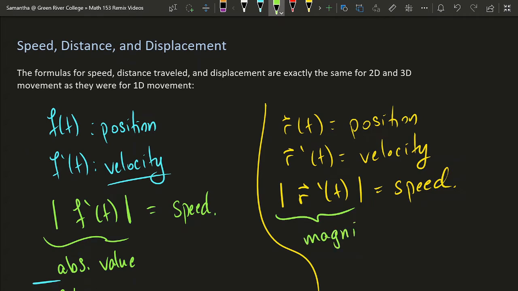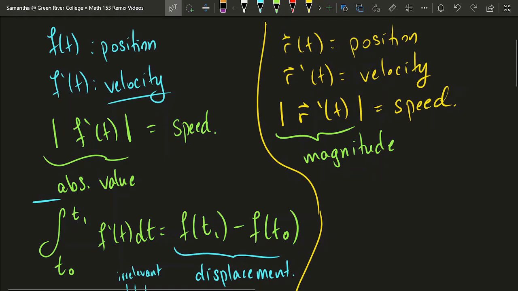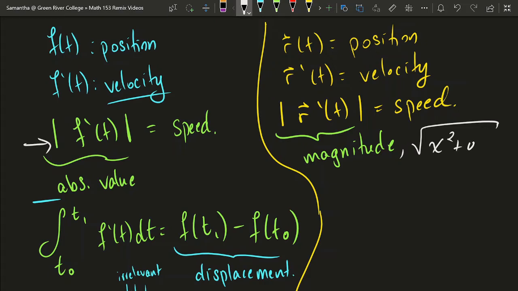Now, one of the neat things is that the notation for speed is very similar in one dimension as it is in two and three dimensions. The tricky thing becomes remembering that there is a difference in the formula for the absolute value of a number and the magnitude of a vector. For the absolute value of a number, all you have to do is change all the signs so that everything is positive. But for the magnitude of a vector, don't forget that this is the thing that asks us to take the square root of all the different components squared and add it together.